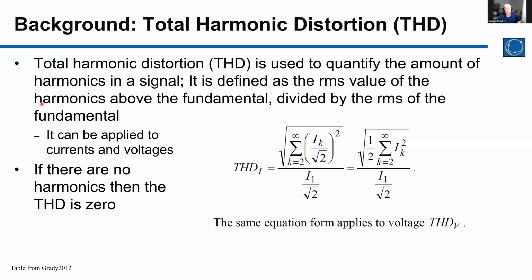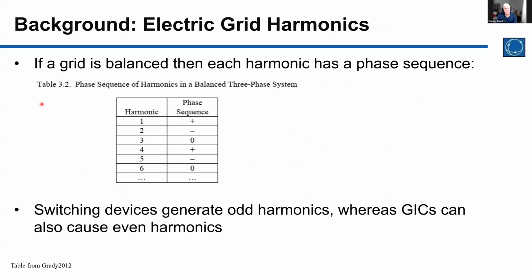Obviously, if there are no harmonics, then the equation indicates that the THD is going to be equal to 0. When you analyze harmonics in a balanced system, the harmonics tend to follow the phase sequence. So if you have a balanced system in your fundamental, you'd have a positive sequence network.